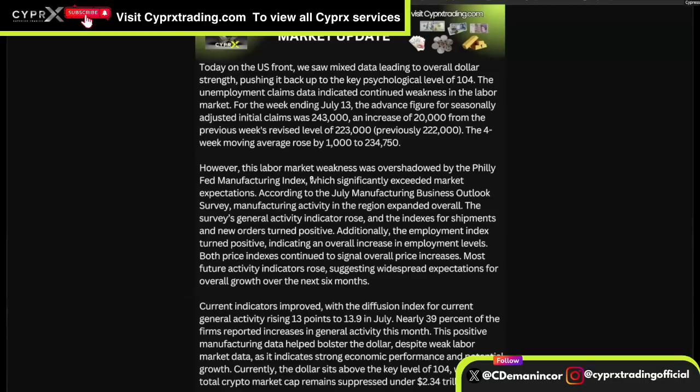Overall, the Philly Fed Manufacturing Index significantly exceeded market expectations according to the July Manufacturing Business Outlook Survey, and manufacturing activity in the region expanded overall. The survey's general activity indicator rose and the index for shipments and new orders turned positive. Additionally, this is the most important part, the employment index turned positive. I repeat again, the employment index turned positive, indicating an overall increase in employment levels. Both price indexes continued to signal overall price increases. Most future activity indicators rose, suggesting widespread expectations for future growth over the next 6 months for the US economy.